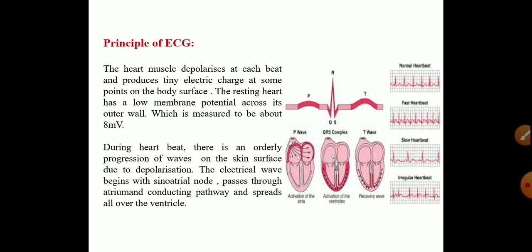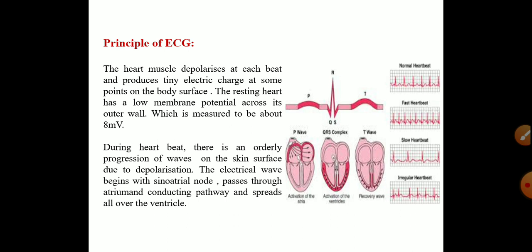During this time the depolarization process takes place at different regions of the heart. Depolarization means the motion of positive ions from one place to another. Because of this motion of positive ions, some potential will get generated, which is recorded with the help of electrodes, which we call the ECG or electrocardiograph.